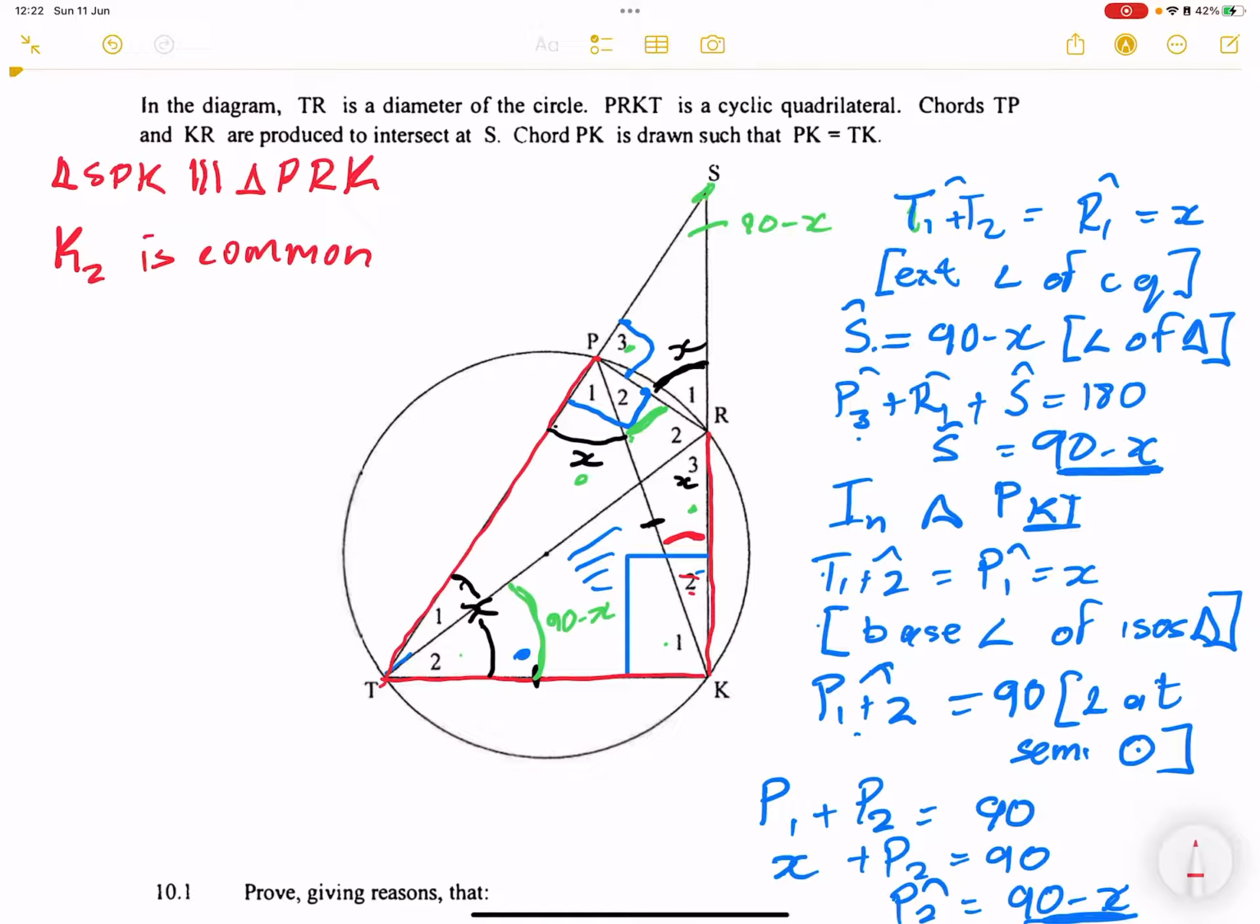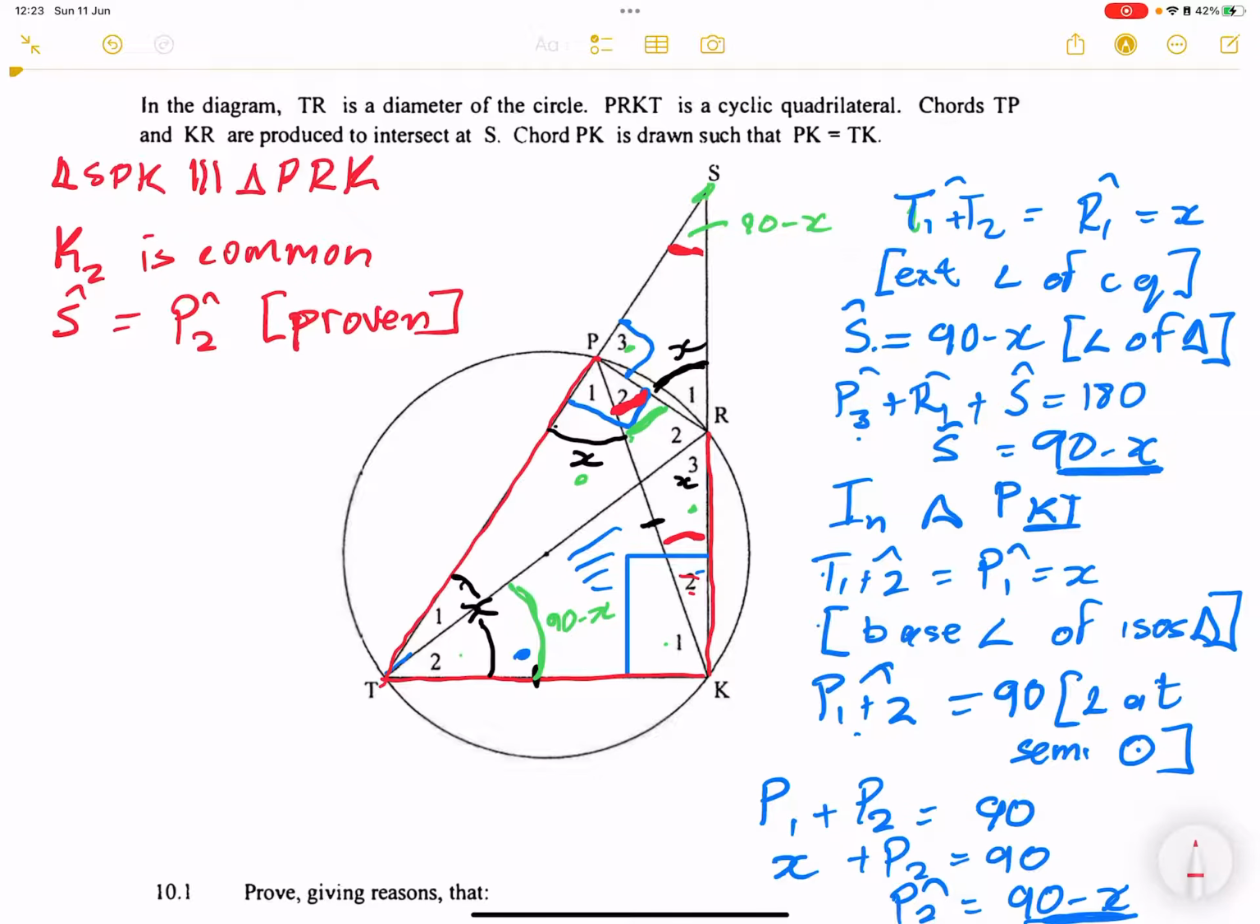But we've also just proven, ladies and gents, that P2, which is inside that triangle PRK, is equal to angle S. We've just proven that. So angle S is equal to angle P2, okay? Right, we've just proven it. So we can say this has been proven.